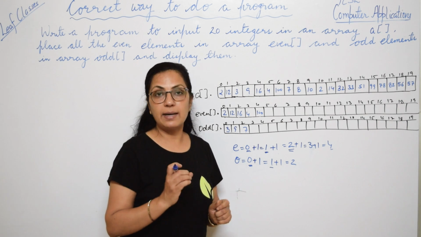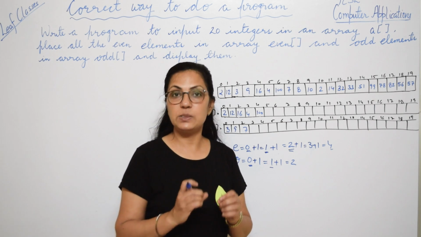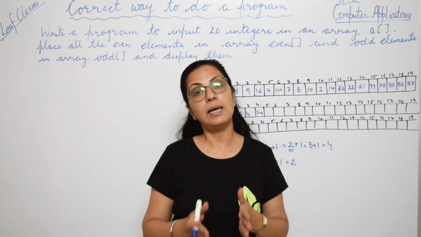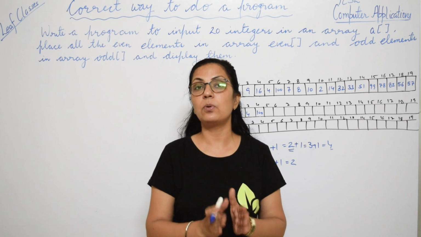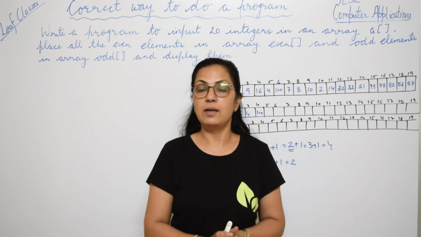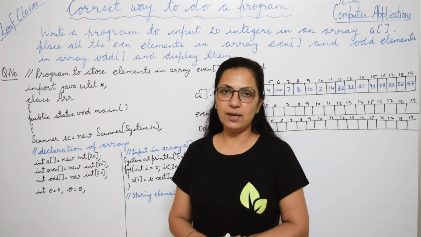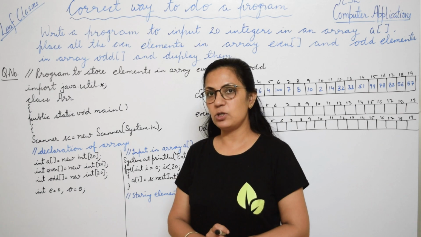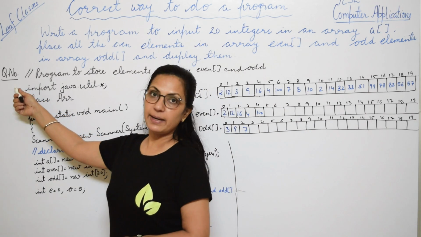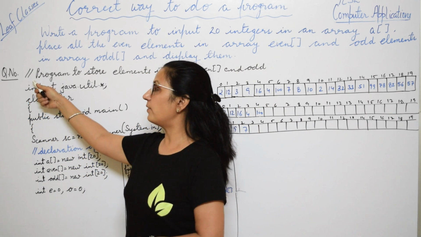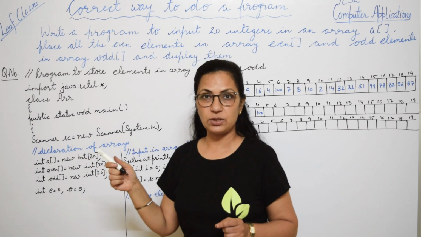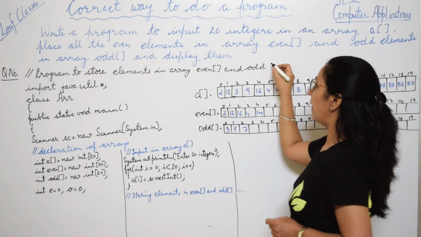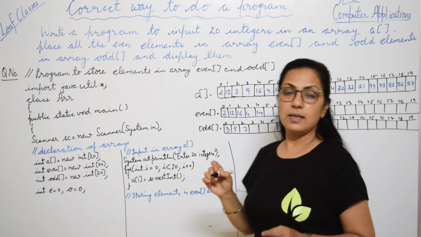So now let me write the program and please pay a little more attention and see how I am writing and how you have to write this program in your exams, right? Children, I told you earlier also, please write the question number. Don't miss the question number. So first you will be writing the question number and after that write a comment entry, right? Program to store elements in array even and array odd, like this, right?